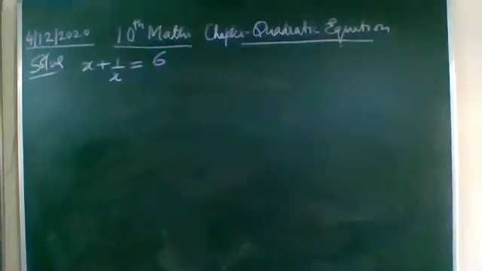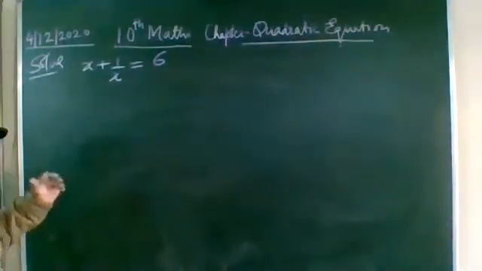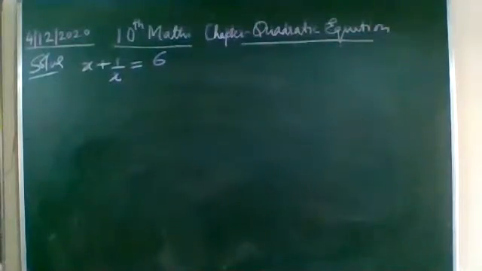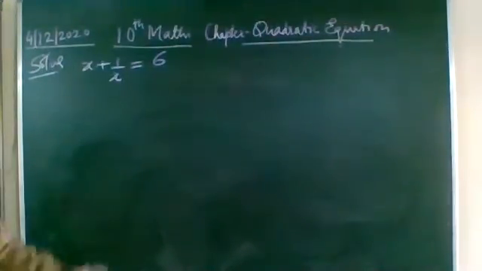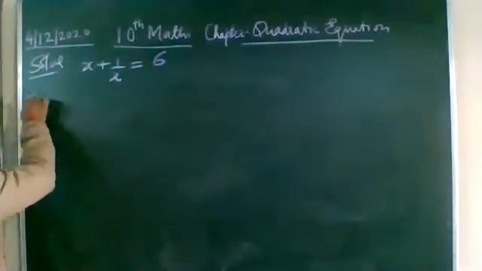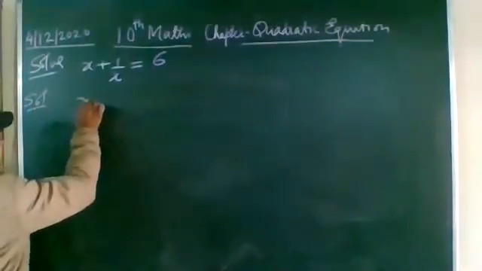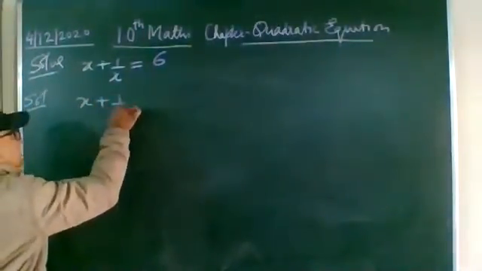It is not necessary that sometimes you will find that in a quadratic equation you can start the question with 2 variables, but the final answer you will get from the quadratic equation. So it depends on you by which method you want to solve. Here this type of question is there. So x plus 1 upon x equal to 6.